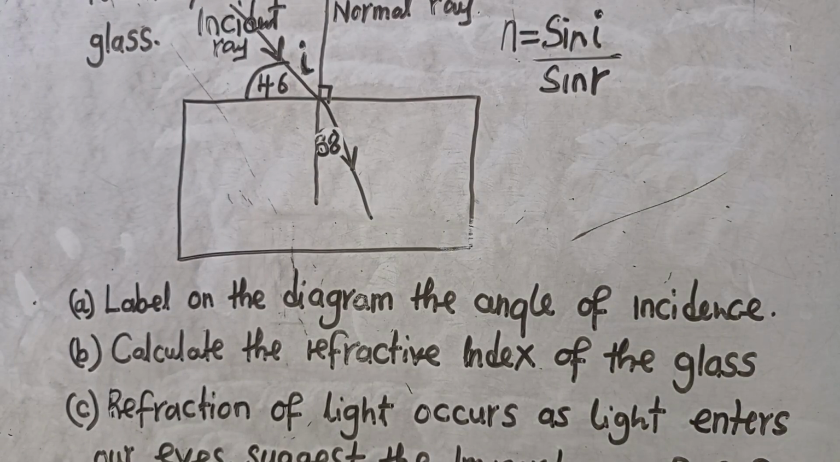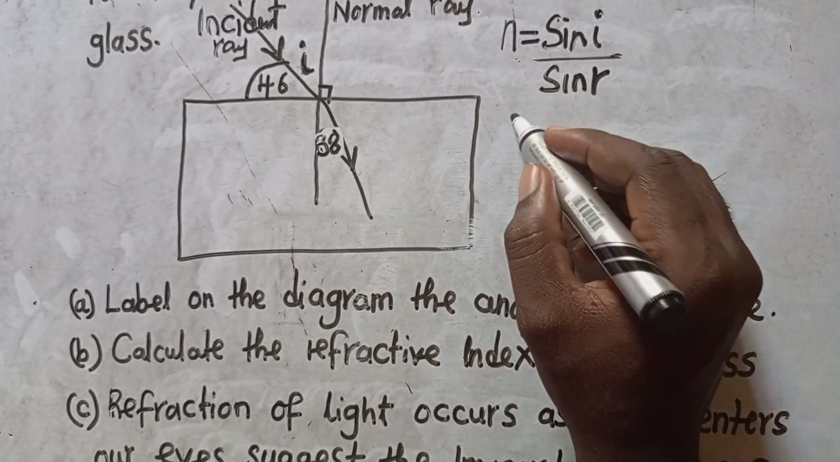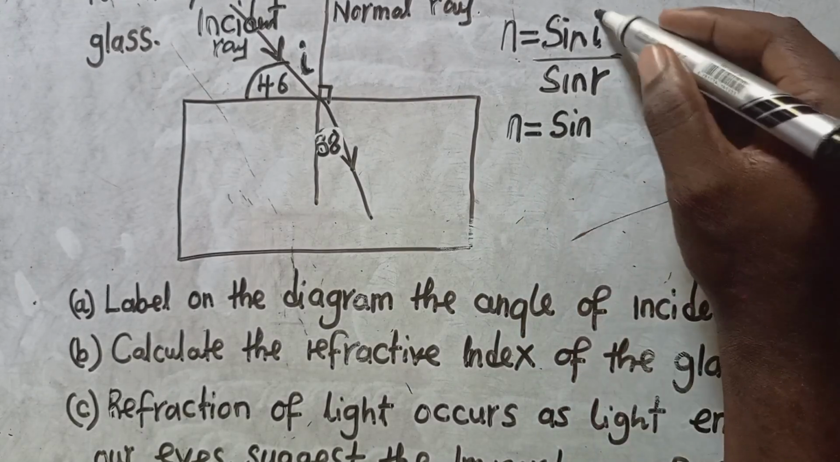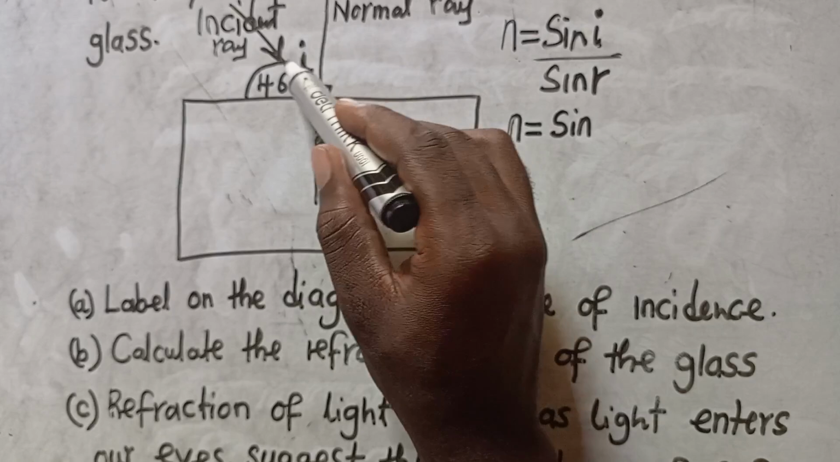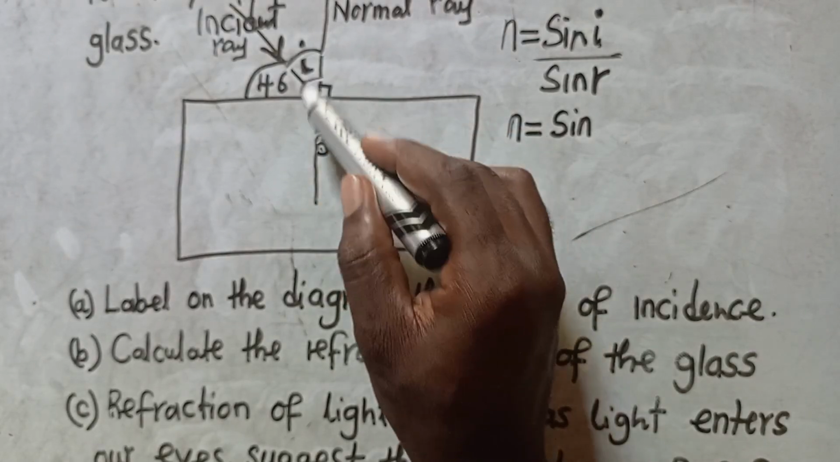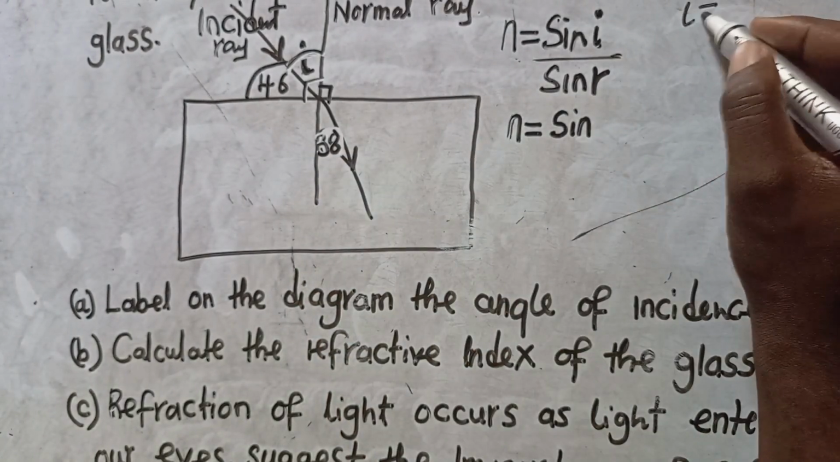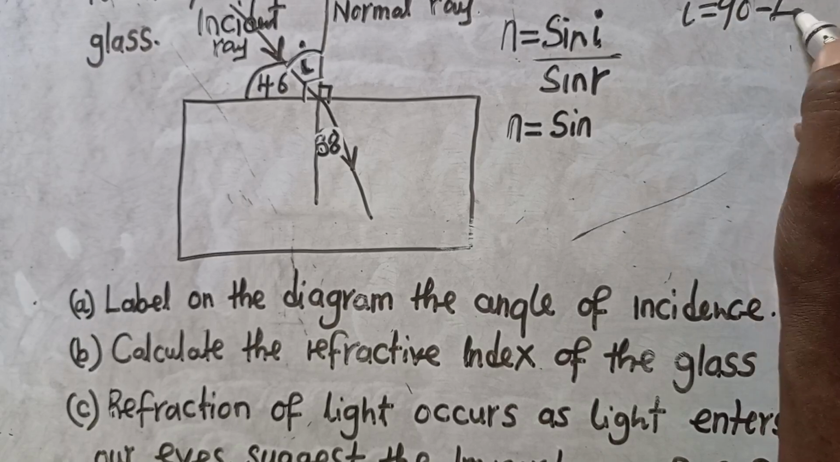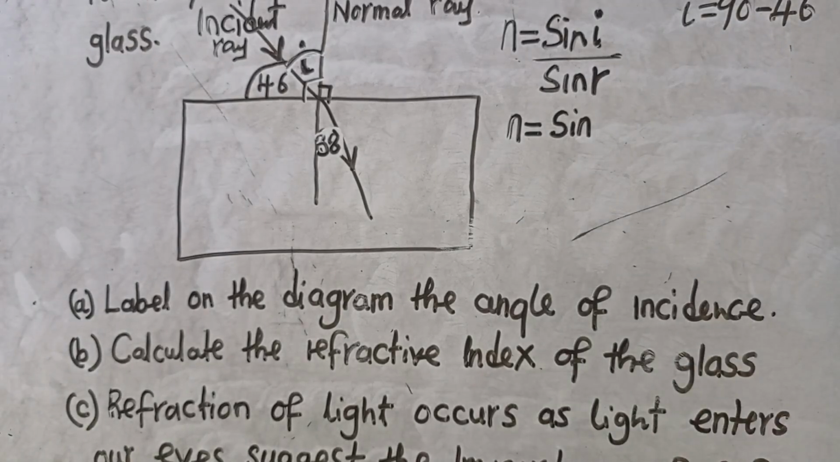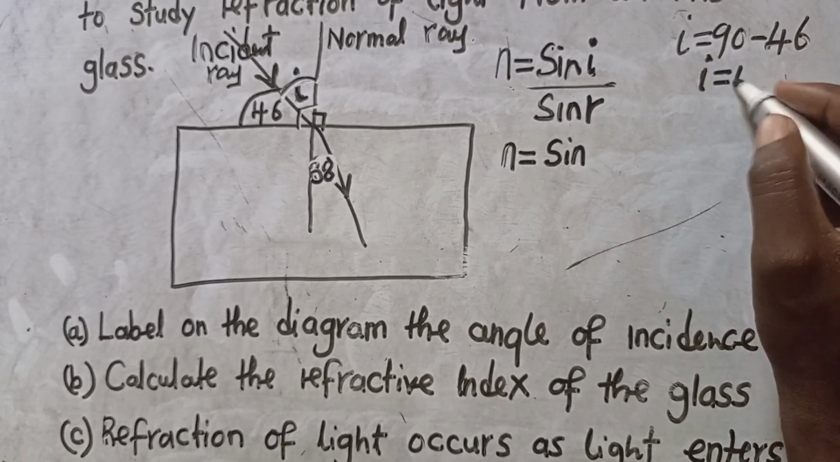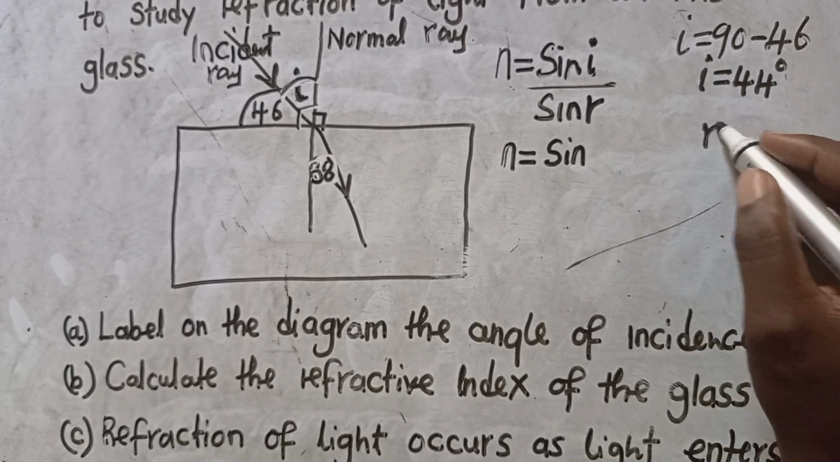So this is the formula we use. What is the angle of incidence? I've already told you that the angle of incidence is here. Here we are making a right angle, and we are given 46. To find i, we say 90 minus 46. What answer are we getting when we subtract? The answer is 44. So i is equal to 44 degrees.